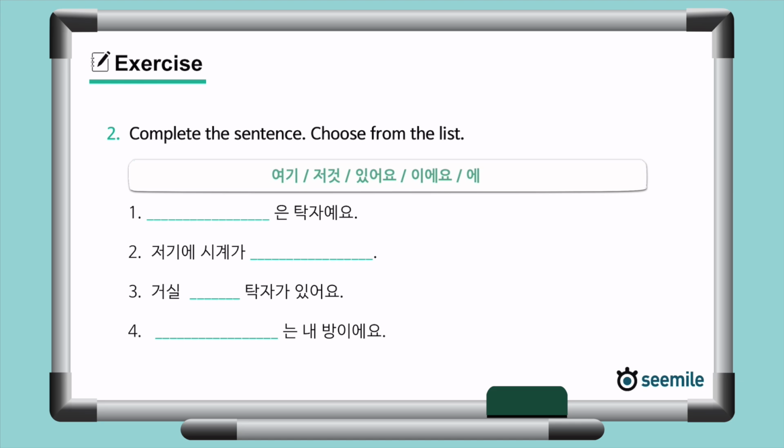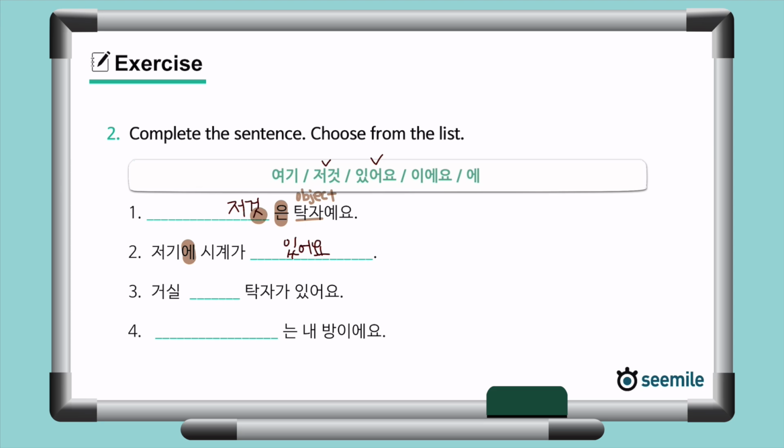Now question number 2. Complete the sentence, choose from the list. Number 1. 탁자 is an object, not a location. So only 저것 out of the list of choices would be the correct one. 저것은 탁자예요. That is a table. Next, 저기에. 에 is the particle for showing the location of something. So 있어요 should be followed by 시계가. 저기에 시계가 있어요. There is a clock over there.